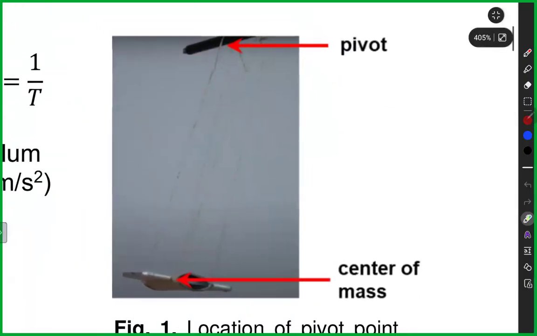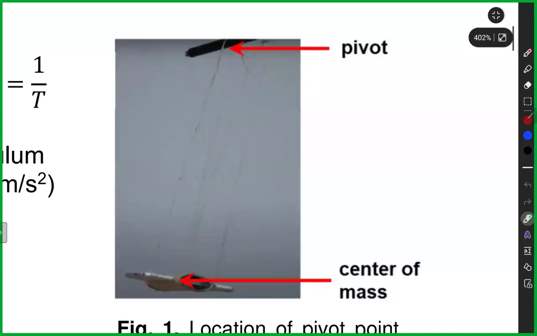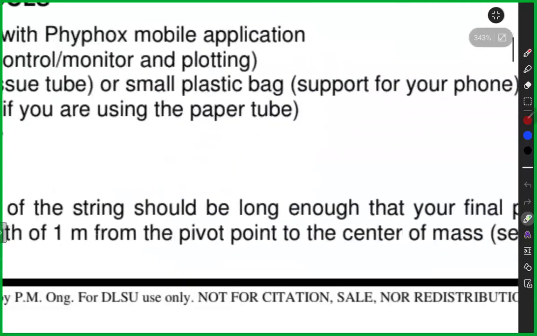So this is how your pendulum looks like. So your phone is actually the one that will move back and forth, that will swing. And you need these strings, okay, to support your phone.